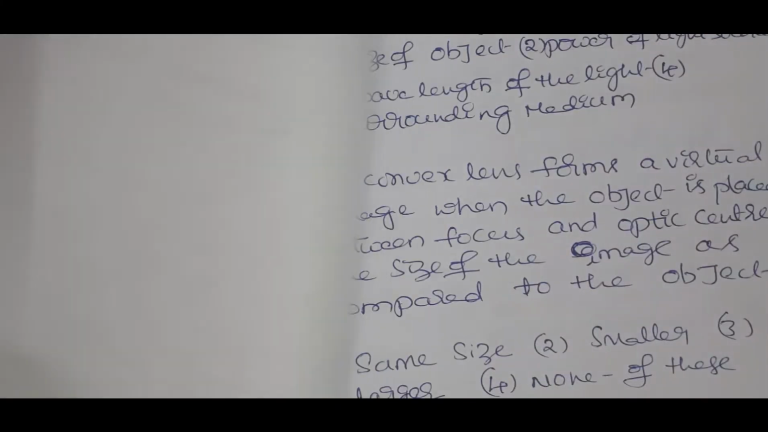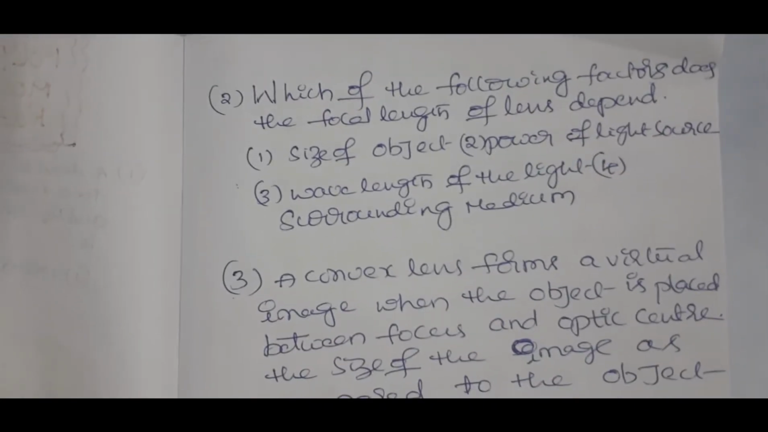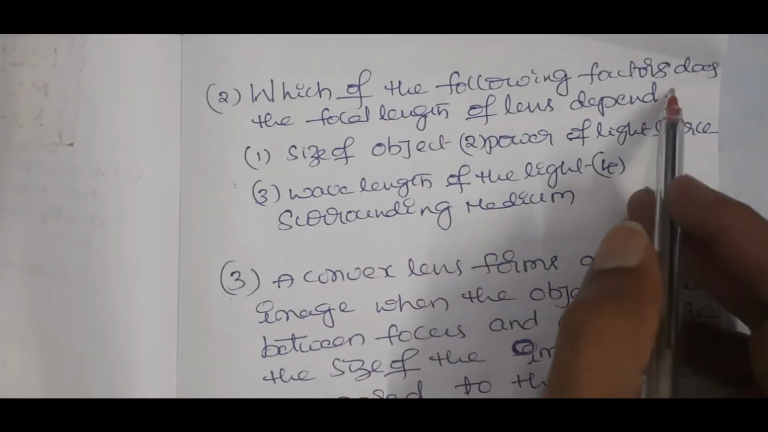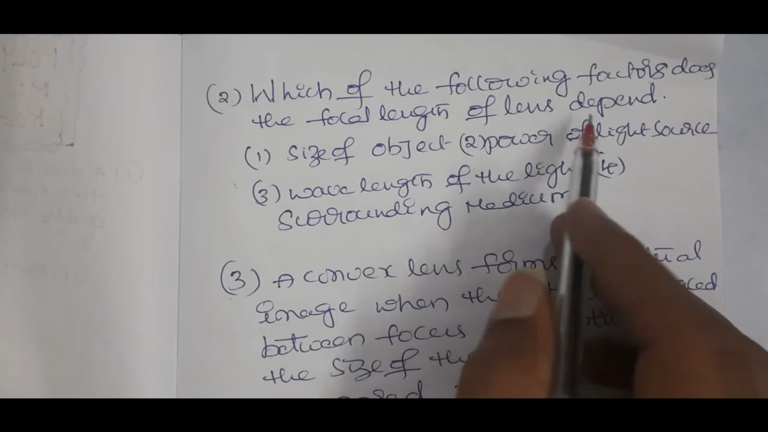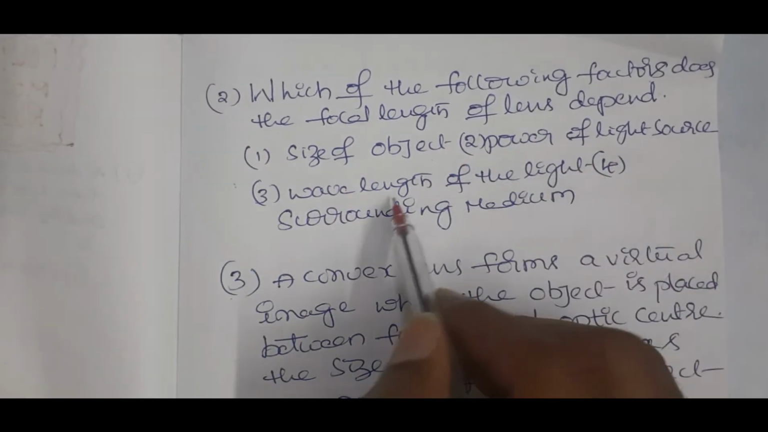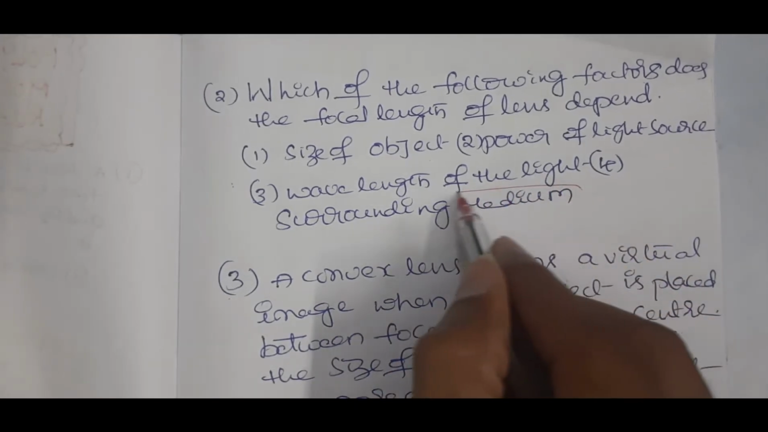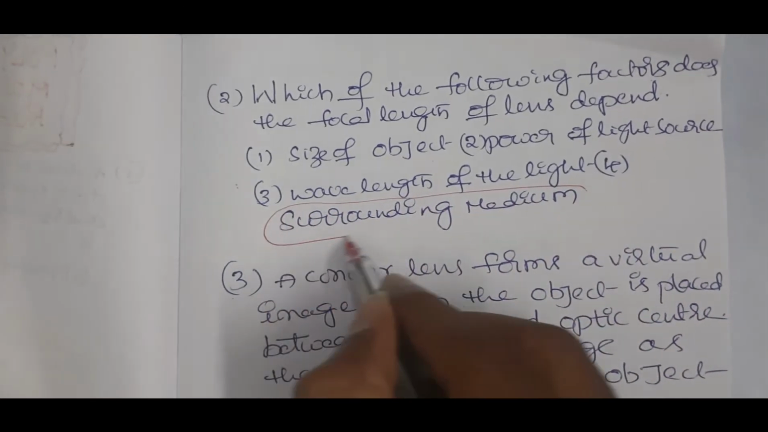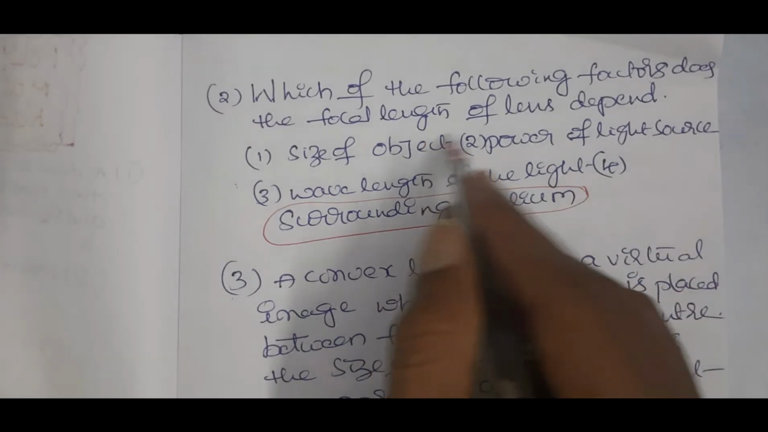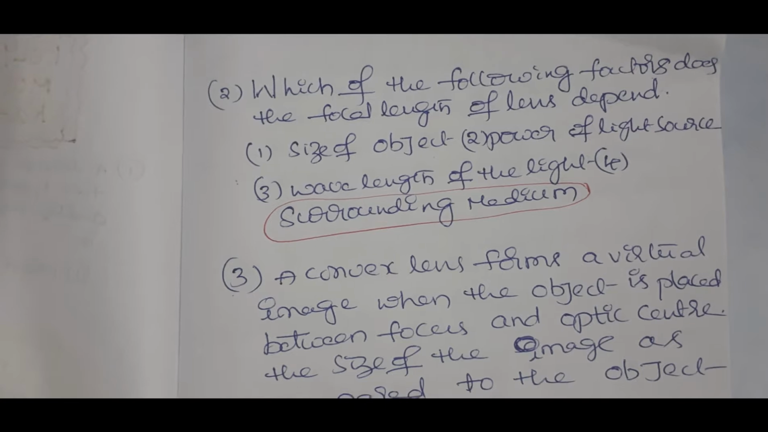So now the next question, students. Next questions are direct questions. On which of the following factors does the focal length of the lens depend? Size of the object, power of light source, wavelength of the light, and fourth one is surrounding medium. The surrounding medium can affect the focal length of the lens. That is, the focal length of the lens depends on the surrounding medium.